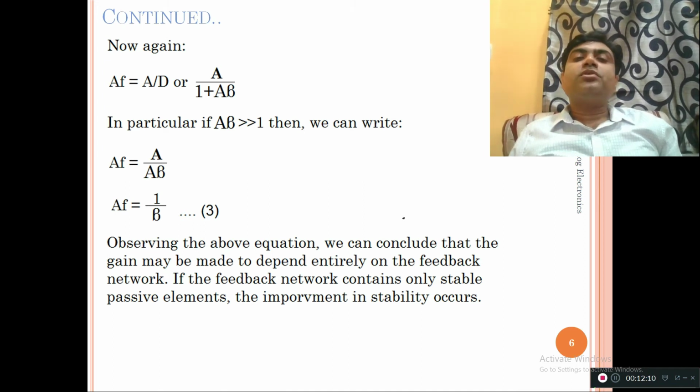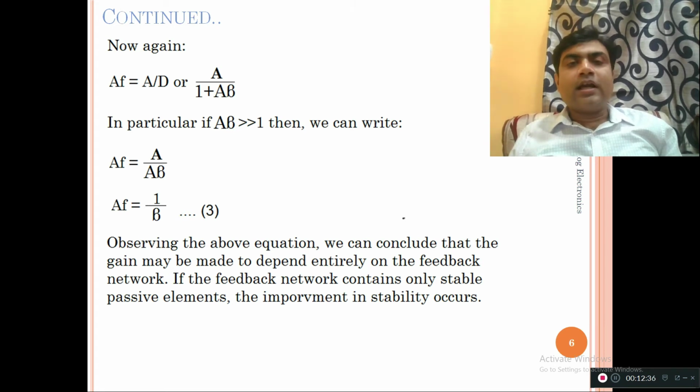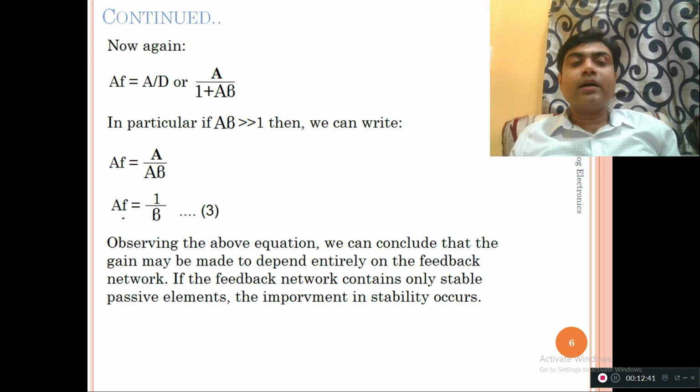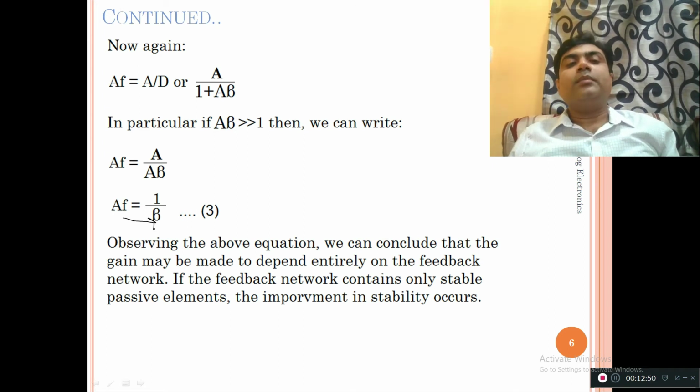So what does equation 3 suggest? Equation 3 suggests that if somehow while designing the amplifier we can make the gain of the amplifier depend entirely on the feedback network. What is beta? Beta is the feedback factor, and where does it come from? It comes from the feedback network. So if the feedback network is going to be purely resistive, if it is going to be purely stable, and if in the designing process we can make the gain of the amplifier, that is AF, with feedback depend entirely on 1 upon beta, then definitely the gain is going to be stabilized.